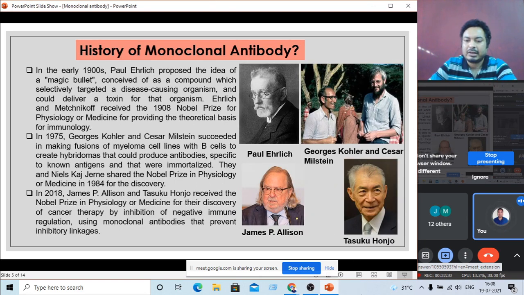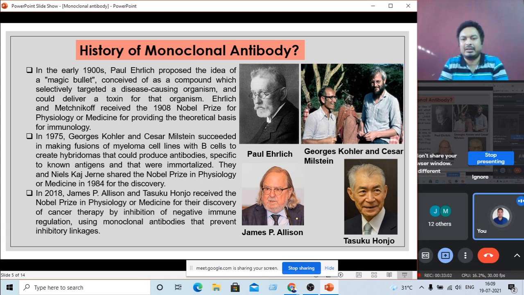Now we go for the history: how monoclonal antibodies were produced by different scientists. In the early 1900s, the scientist Paul Ehrlich developed a particular method, which he called the magic bullet, because he developed a type of drug that can act on a particular disease inside a human body.